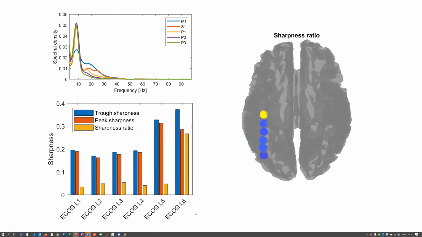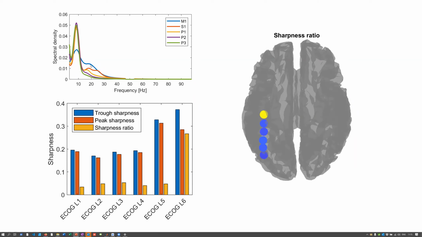And here you can see the ECOG contact 6, which is this yellow spot here, has a very strong increase in sharpness compared to the other channels. And particularly the sharpness ratio is really very much increased in this Parkinsonian patient, which shows us that it is a measure that is specific to the motor circuit and pathologically altered in Parkinson's disease. And M1 here is motor cortex, S1 here is sensory cortex, P1, 2, 3 are contacts over the parietal lobe.